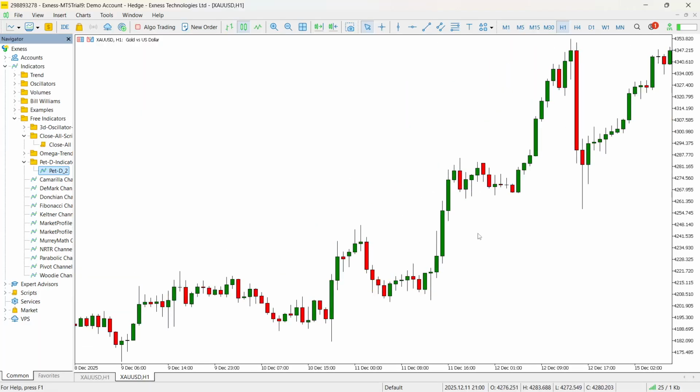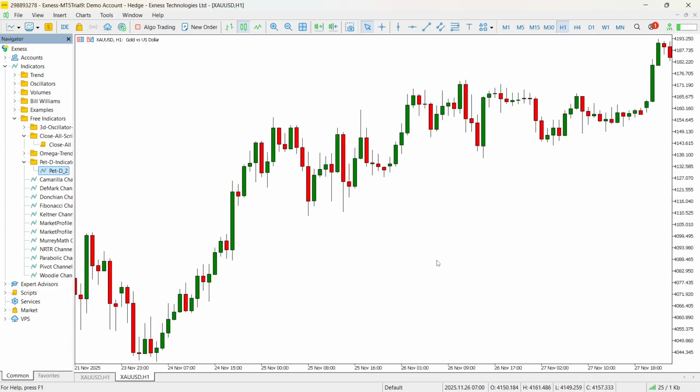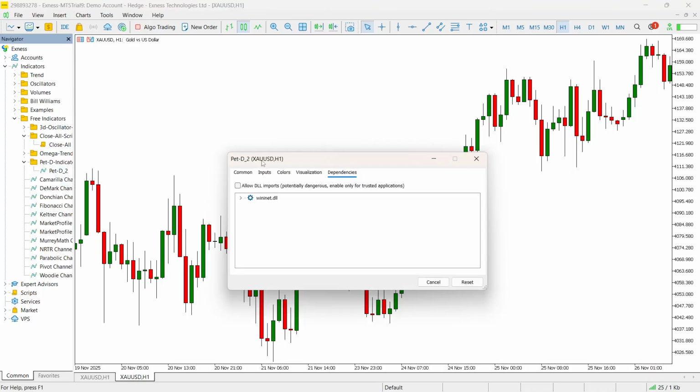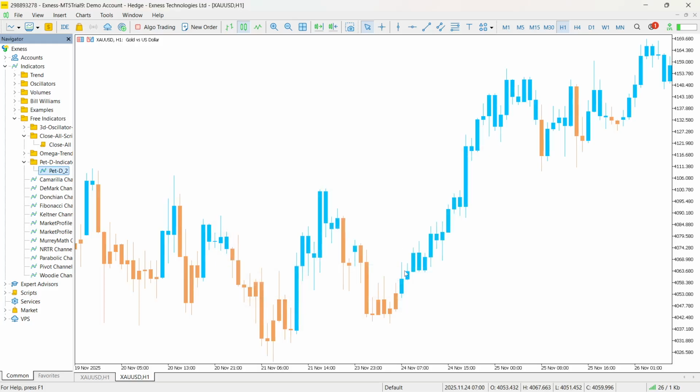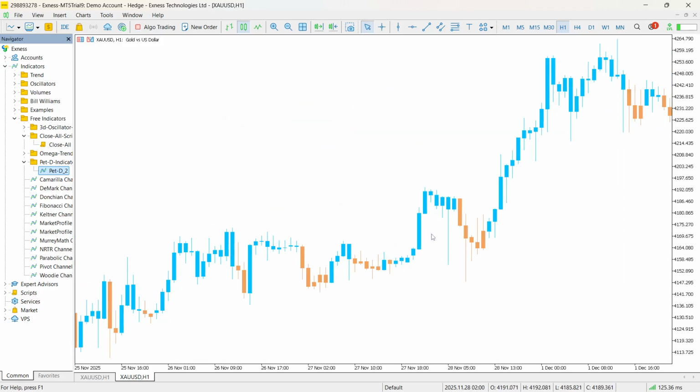In this video, we'll look at how this indicator plots its signals on the chart, what they imply, and what settings it provides. At this point, I'll load the indicator on the chart so you can see how it looks in real time. But allow DLL imports, and there we go. The PET-D indicator displays trend following signals on the main price chart using color-coded elements.